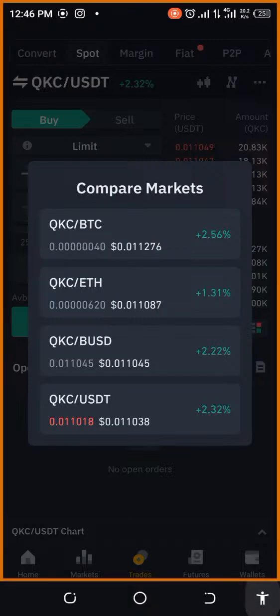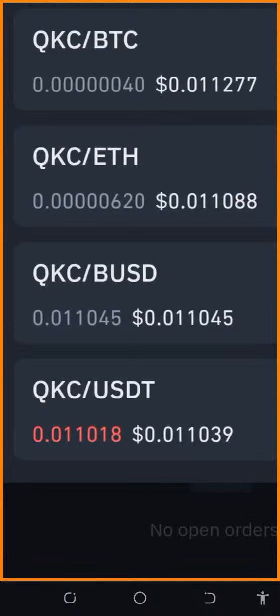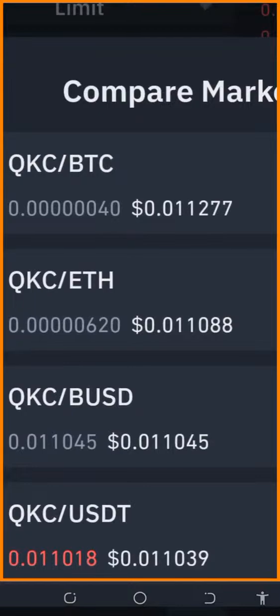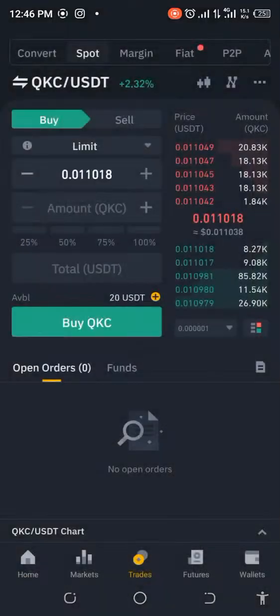Now let's take a good look at what we have here. This is the compare market. USDT is 0110, BTC is 0112, so there's a difference. Let's go ahead and try this out by simulation first. Don't forget that. We're going to be doing our experiment and our trade with 20 USDT.